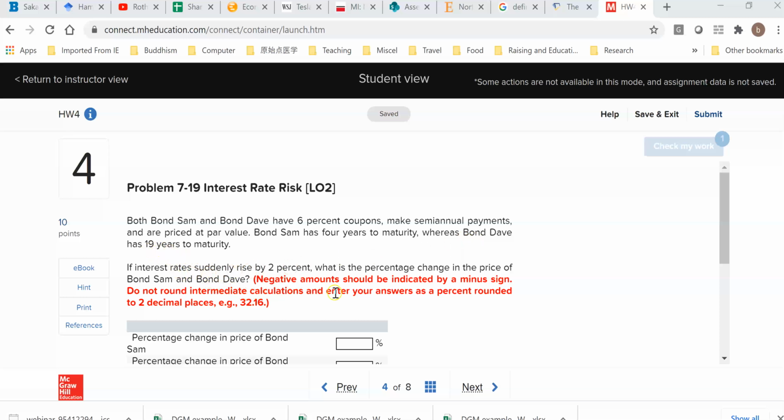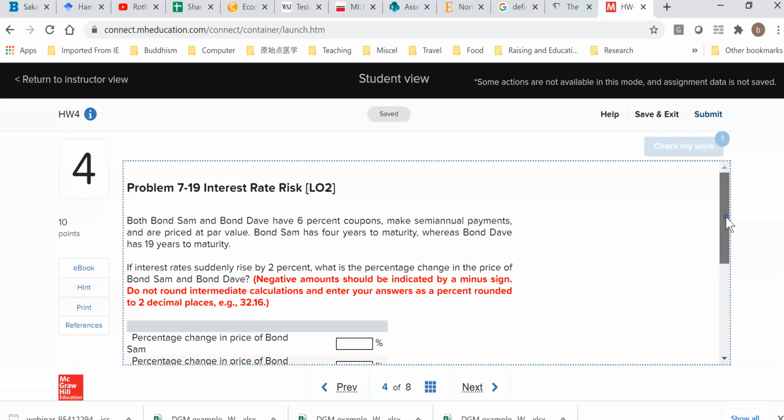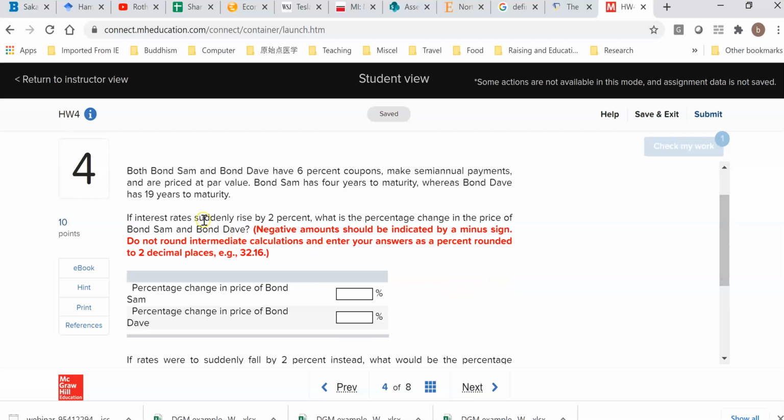So the question asks us to calculate a bunch of prices based on the characteristics of these two bonds and the maturity and given the interest rate. And it also asks us to calculate the percentage change in the price. So this percentage change represents the interest rate risk of these bonds.